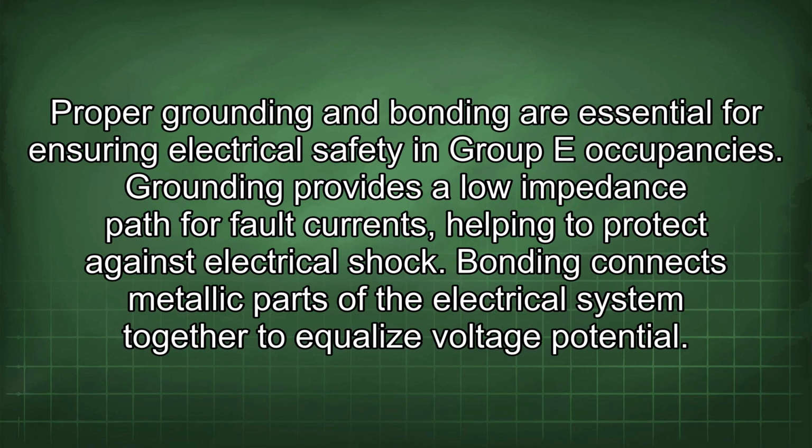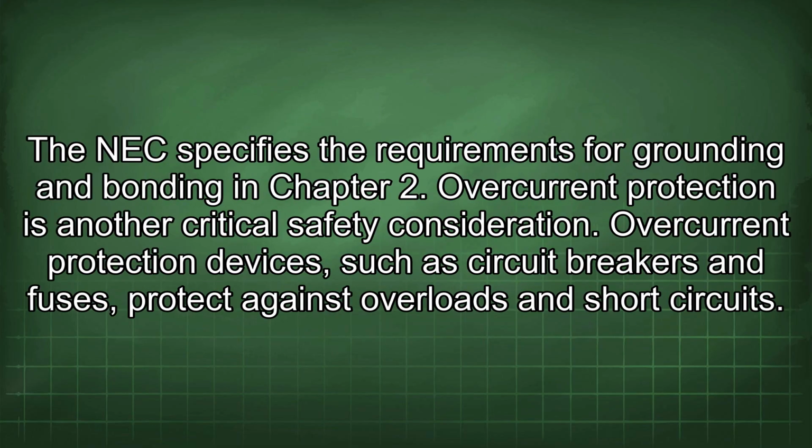Proper grounding and bonding are essential for ensuring electrical safety in Group E occupancies. Grounding provides a low impedance path for fault currents, helping to protect against electrical shock. Bonding connects metallic parts of the electrical system together to equalize voltage potential. The NEC specifies the requirements for grounding and bonding in Chapter 2.